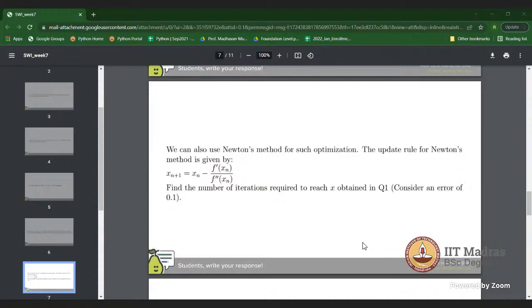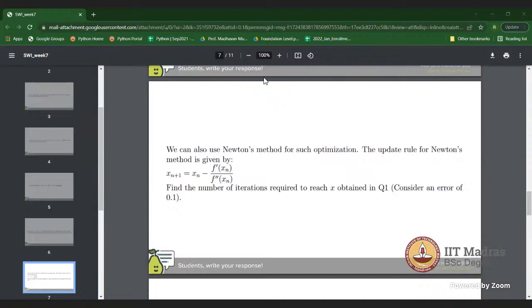I think it's coming in the second iteration, sir. Second iteration itself we are getting, correct? Okay, great.